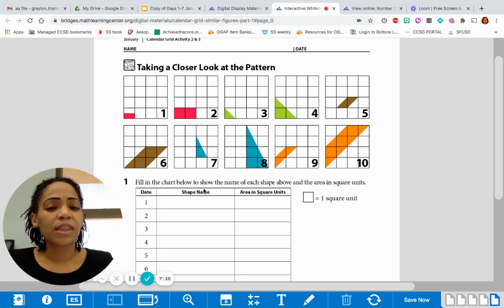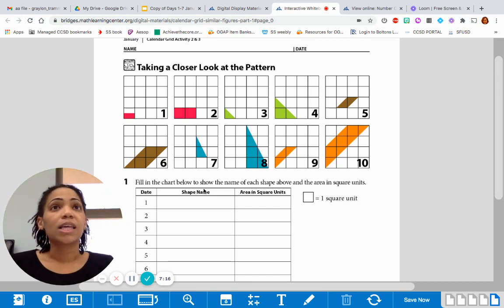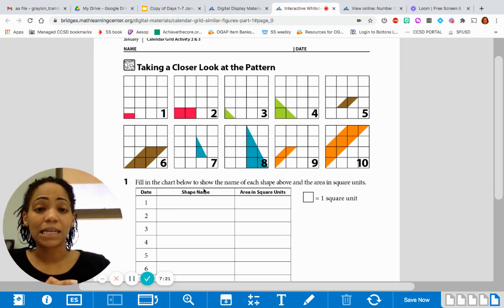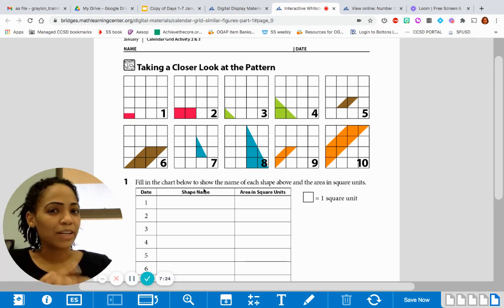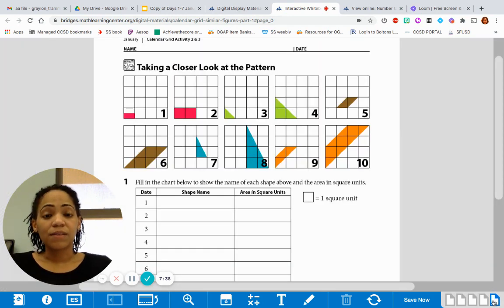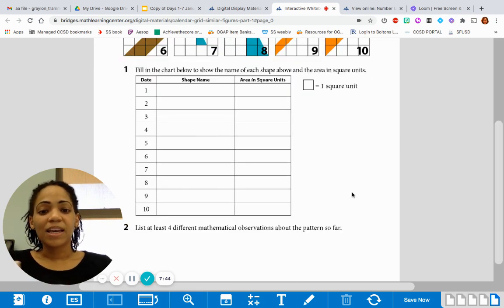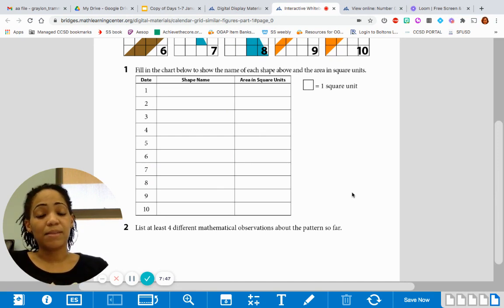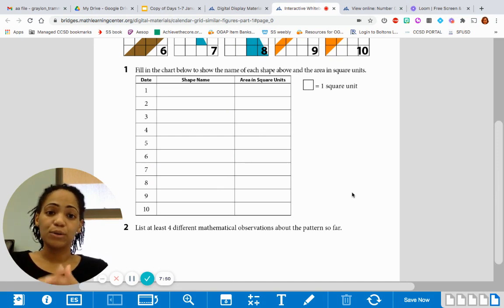Now, if you are thinking to yourself, I don't know the names of these shapes, I will tell you some of the names that we've talked about are things like rectangles, trapezoids, parallelograms, triangles, pentagons. So I'm pretty confident you guys know the names of the shapes. And if you're having trouble finding the area, there is a GeoBoard piece of paper that's in your notebook, as well as you have the option of using the GeoBoard app online, and maybe that'll help you figure out the area, okay? Then it asks for you to list 4 different mathematical observations about the pattern that we are noticing so far.